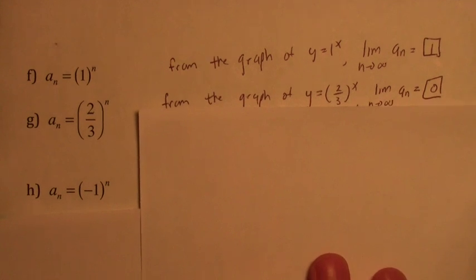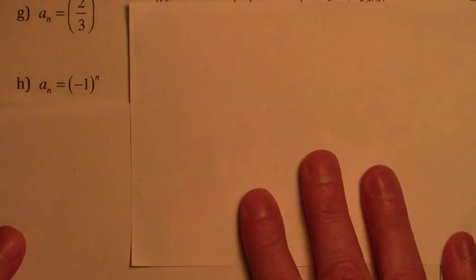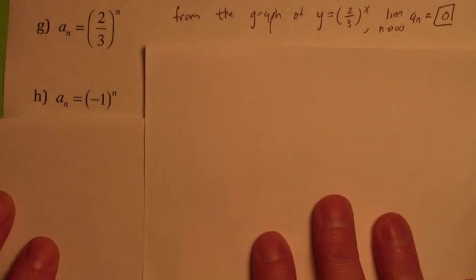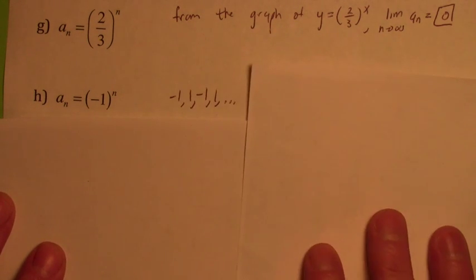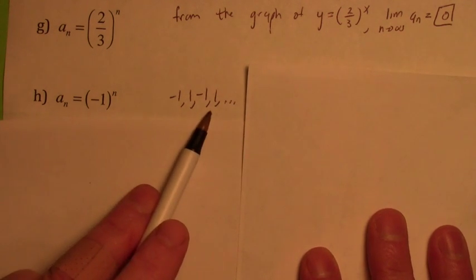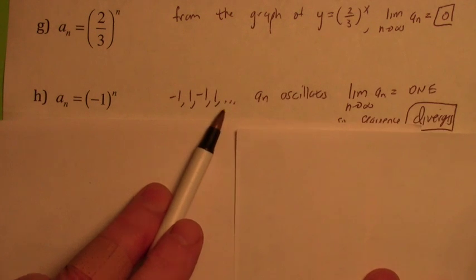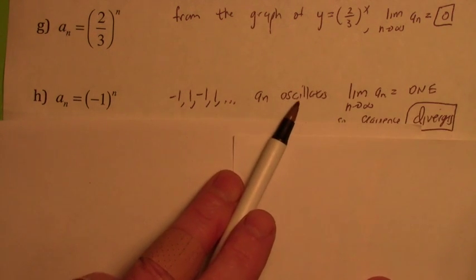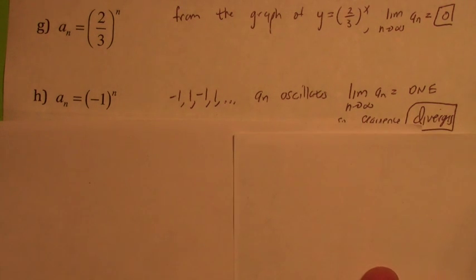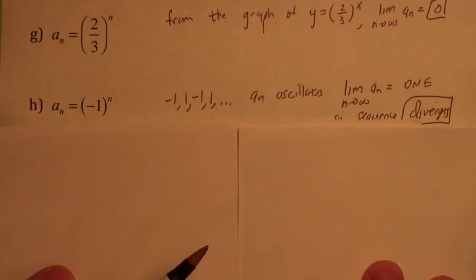How about this one? Looking at the sequence whose nth term is (-1) to the n. If you just write the first couple of terms of the sequence out, you see that it oscillates. The a sub n's aren't getting close to any one thing. So since a sub n oscillates, the limit as n goes to infinity of a sub n does not exist. So we would say the sequence diverges.